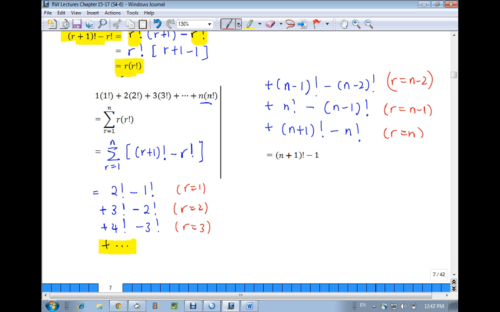Now, it's not difficult to see this pattern of cancellation, which is in the opposite direction as just now, but never mind. 2 factorial, 2 factorial, 3 factorial, 3 factorial, 4 factorial goes, this one goes, and this one should go with the term above. What we are left with is minus 1 factorial and this. And then you get the answer, done.